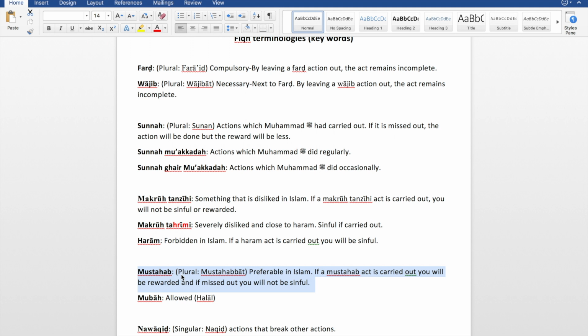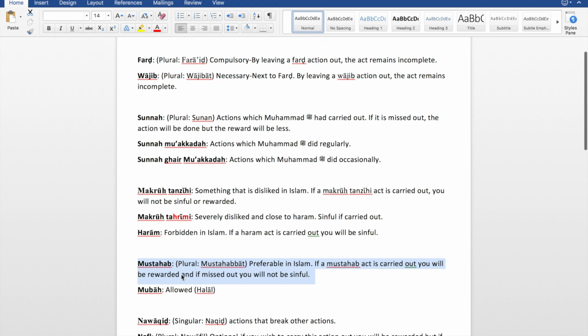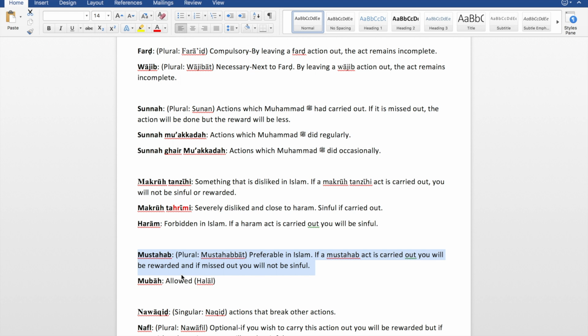And if you do it, then you'll be rewarded for it. So this we call mustahab. So something which is preferable or liked in Islam.